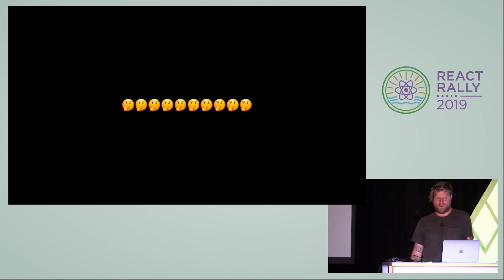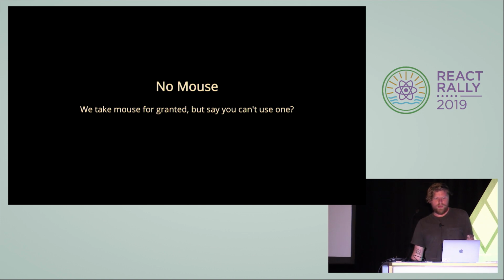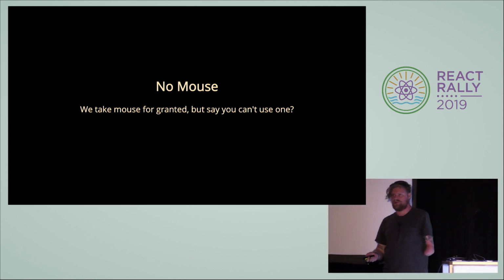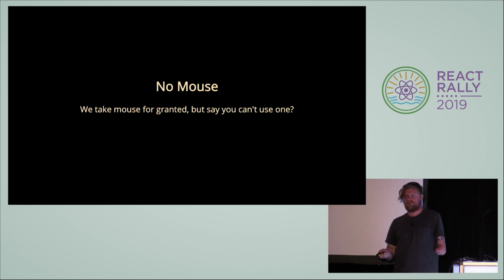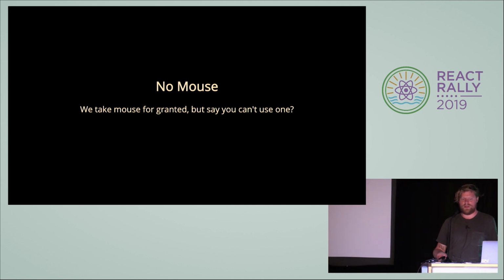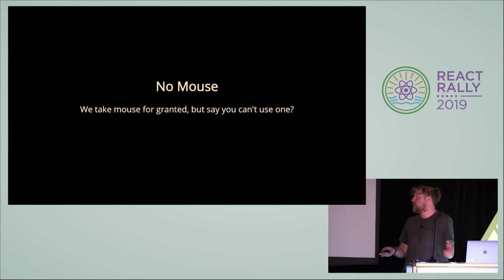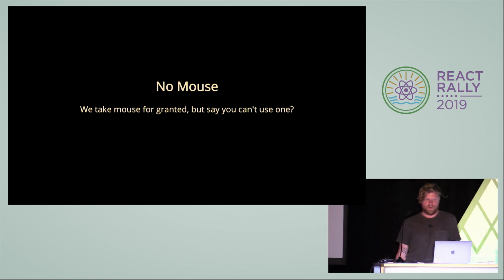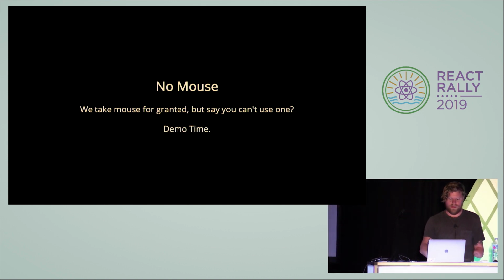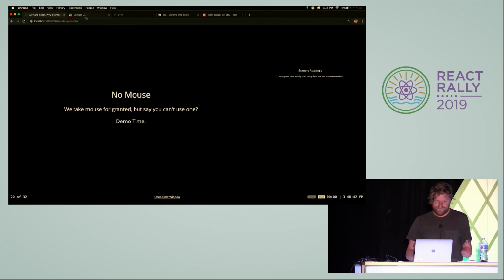I'm going to give us some real world examples now. Who here can't use a mouse? Cool, so everyone here can use a mouse. Imagine if you couldn't. We take this for granted. I take it for granted. Lots of people do. So imagine you couldn't. Let's have a look and do a demo. Give me 1 second.